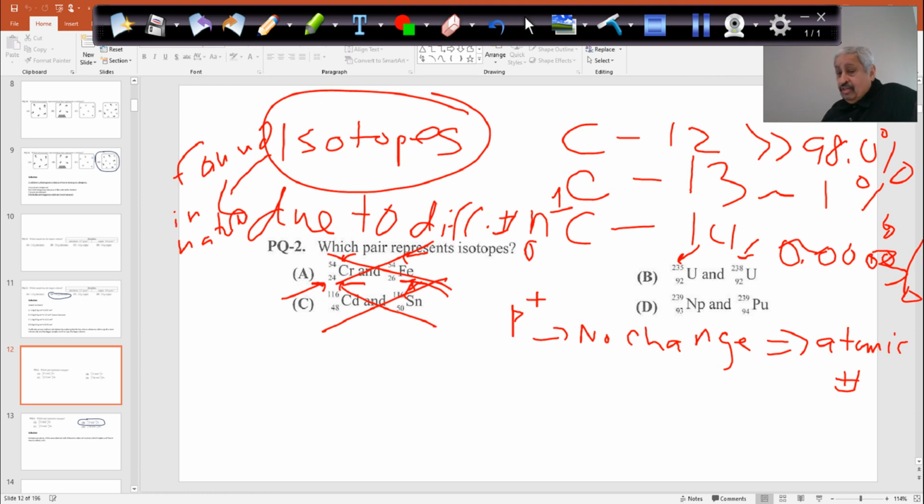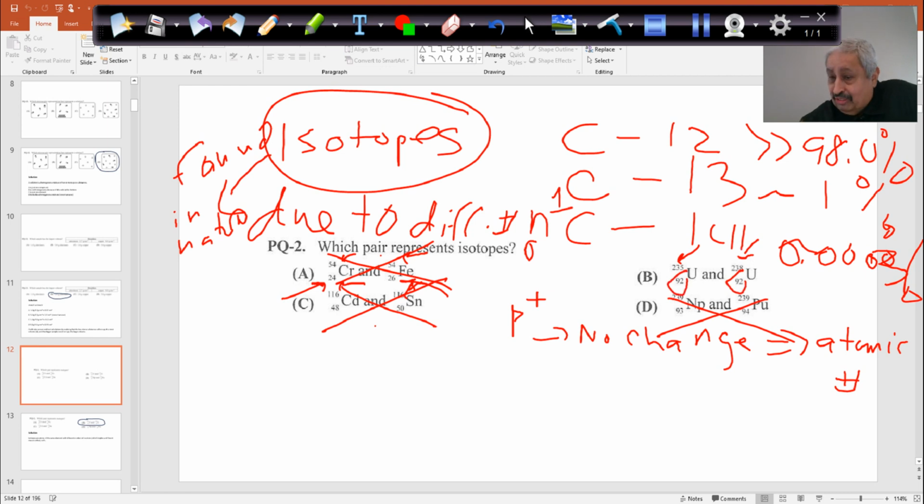It does not change. So in approaching this type of question, first you have to tackle the atomic number at the bottom, the smallest number. So this is 50, 48, 24, 26. Those two options are out of our consideration. How about D? Are these isotopes? Yes or no? What do you think? No. They are not equal. So the only one left is 92 and 92.